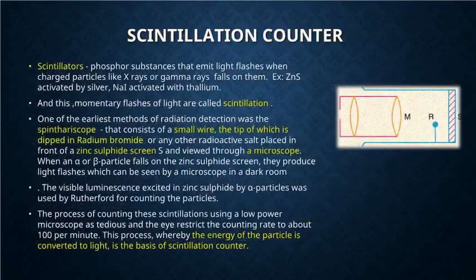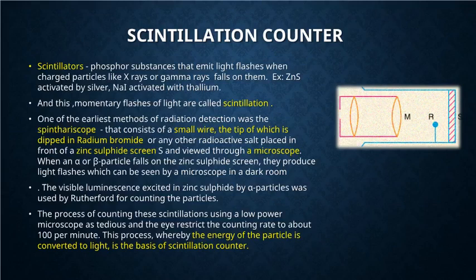The next type of detector is named the scintillation counter, which is one of the earliest forms of detector, even used by Rutherford and his colleague. Before going into that, we need to know about the terms scintillator and scintillation. Scintillators are nothing but phosphor substances that emit light flashes when charged particles or X-rays or gamma rays fall on them. And these momentary flashes of light are called scintillation. A few examples are ZnS activated by silver and NaI activated with thallium.